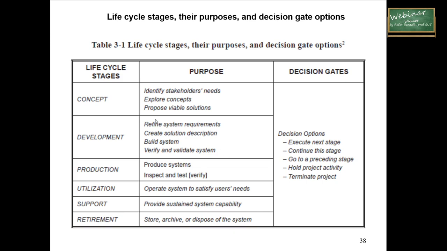system. At each stage, decision gates can be: execute the next stage, continue at this stage, go to the preceding stage, halt project activity, and terminate project. So after the investigation of each stage, you have to consider the decision gate like this. Of course, the best one is to continue at this stage and execute the next stage, but you also have to answer the questions about going to the preceding stage, halting project activity, and terminating the project.